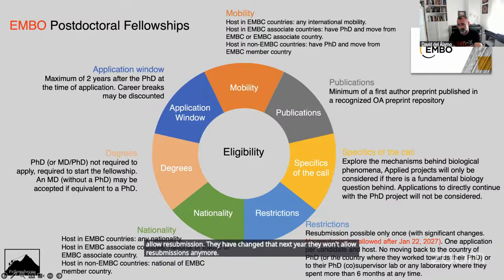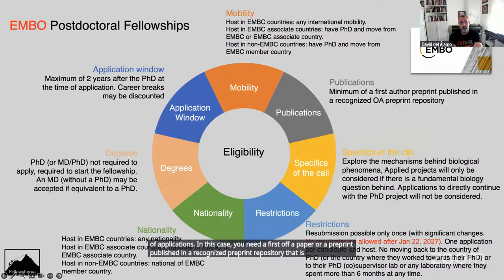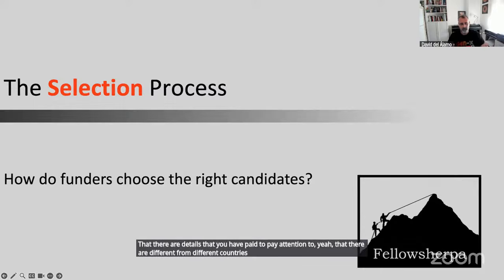That's again because of the huge amount of applications. In this case, you need a first author paper or a preprint published in a recognized preprint repository that is also peer reviewed. Yeah, there are some restrictions here. But as you see, the important thing here is not the specific details, but understanding that there are details that you have to pay attention to. They are different from different countries, from different fellowships.